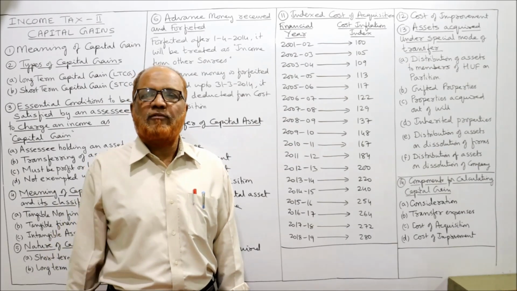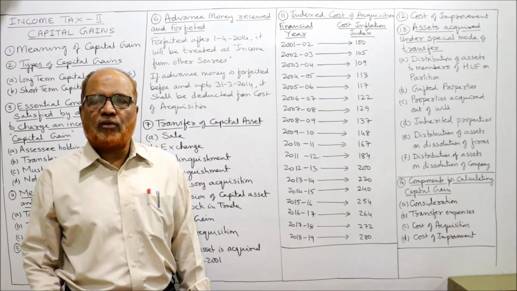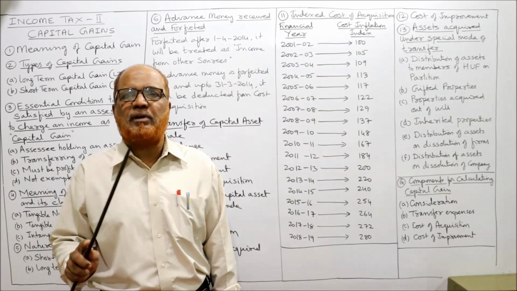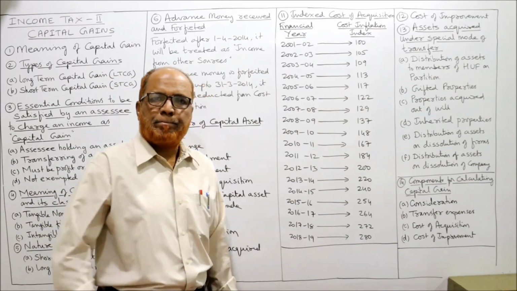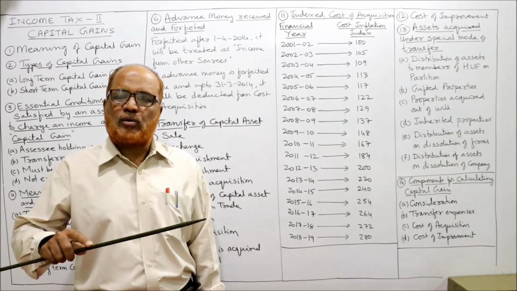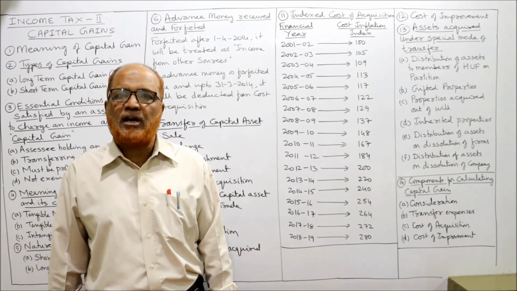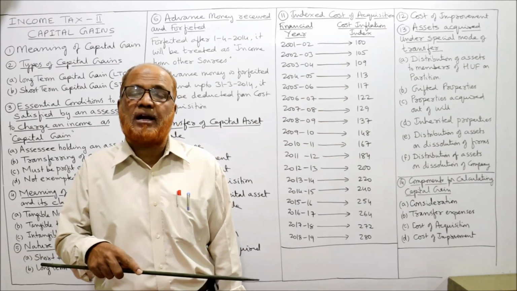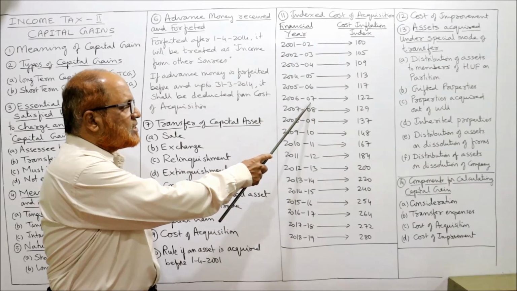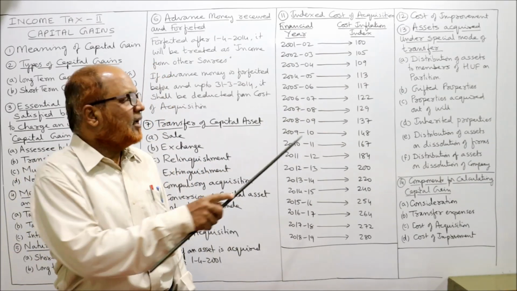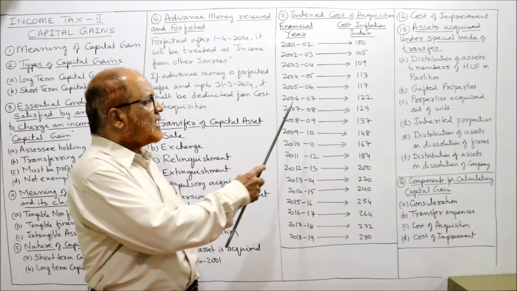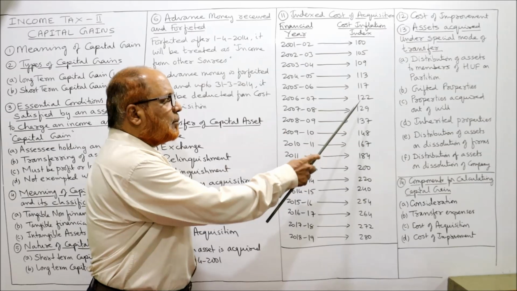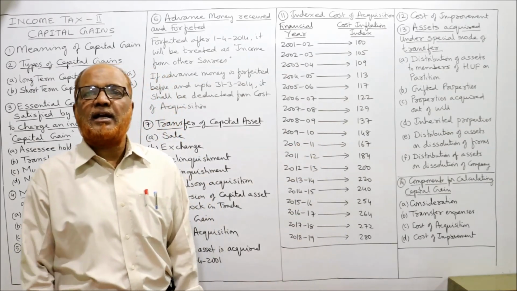So by using these index numbers, we will calculate the indexed cost of acquisition. The formula for indexed cost of acquisition is actual cost of acquisition into index number of the current previous year, which is 280, divided by index number of the year of acquisition. So in which year the asset was acquired, that index number. For example, the asset was acquired in 2006-2007. At that time, what is the index number? 122. So how to find out indexed cost of acquisition? Actual cost into 280 divided by 122. You will get indexed cost of acquisition.